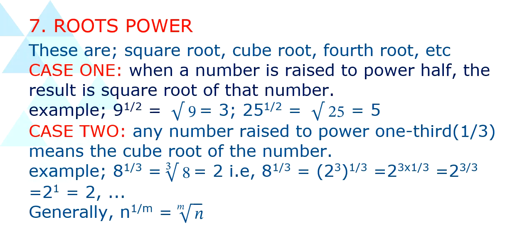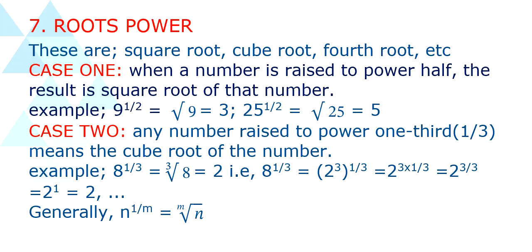7. Roots law. These are square roots, cube roots, fourth roots, etc. We can use two cases to demonstrate this. Case 1. When a number is raised to the power half, the result is the square root of that number. Example, 9 raised to the power half is square root of 9, which is 3. 25 raised to the power half is square root of 25, which is 5.